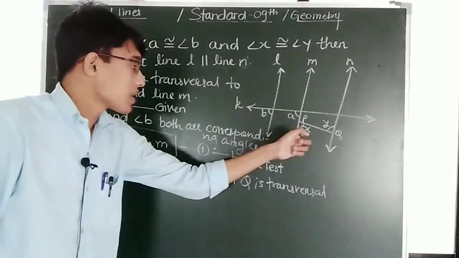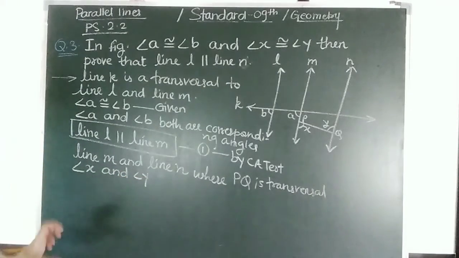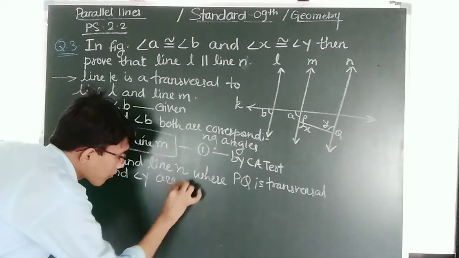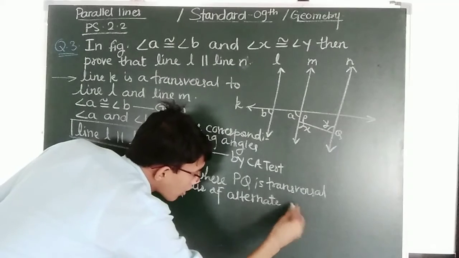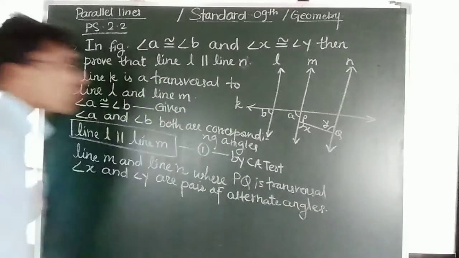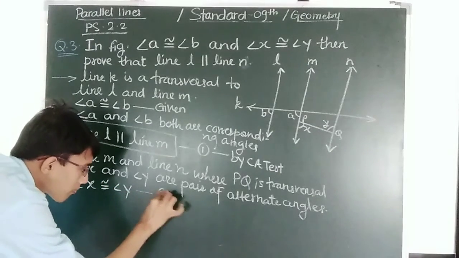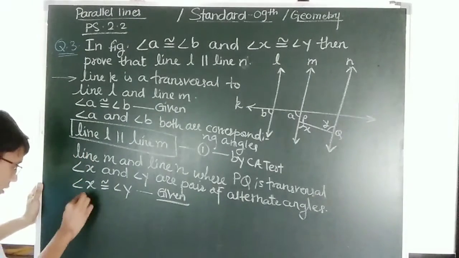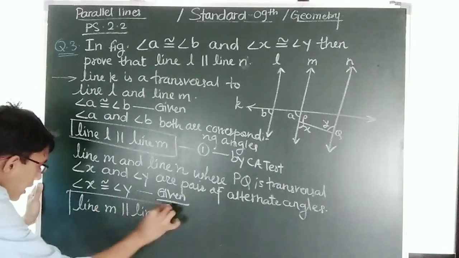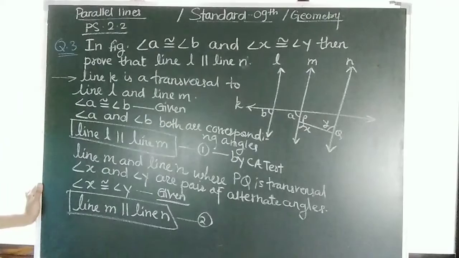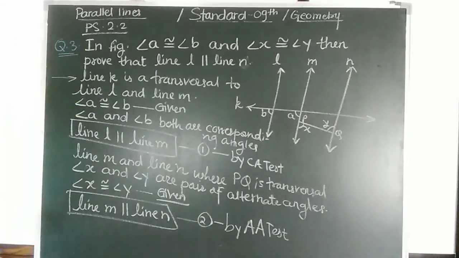Now you can see that angle X and angle Y, both the angles, are alternate angles. Both angles are a pair of alternate angles. As alternate angles are congruent to each other, and as it is given that angle X is congruent to angle Y, we can write line M is parallel to line N. Both the lines M and N are parallel to each other. This will be equation 2, and the reason is by alternate angle test. Write the full form of AA, that is alternate angle test.